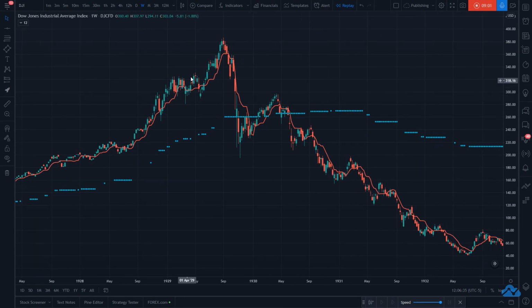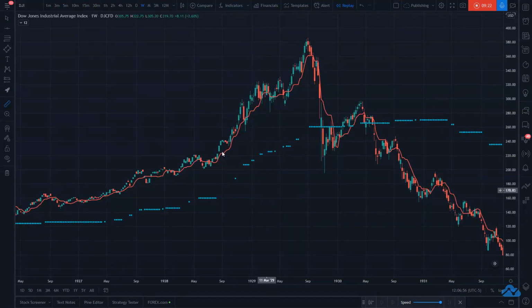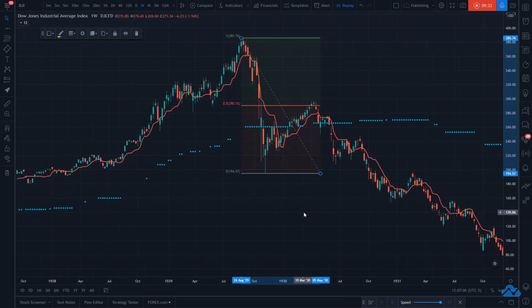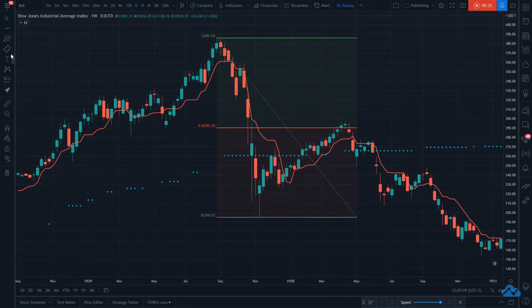The market was bullish, bullish, bullish, bullish, bullish. Everyone was making tons of money. This was the new normal. Well, we had that huge down move from September 29 all the way down to November. So about a month. And in that time, it dropped 50%. Wow. But let's measure it. From the peak to the low, here we had our 50%.